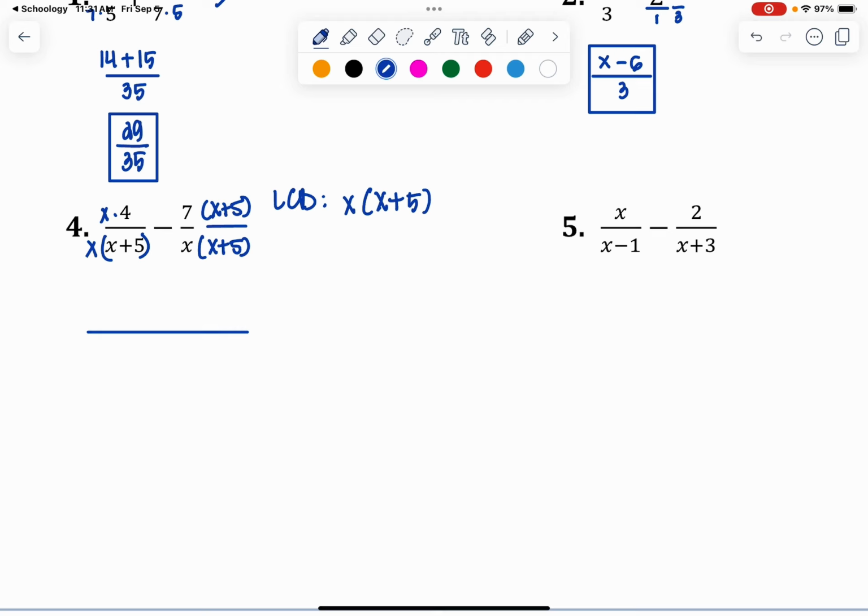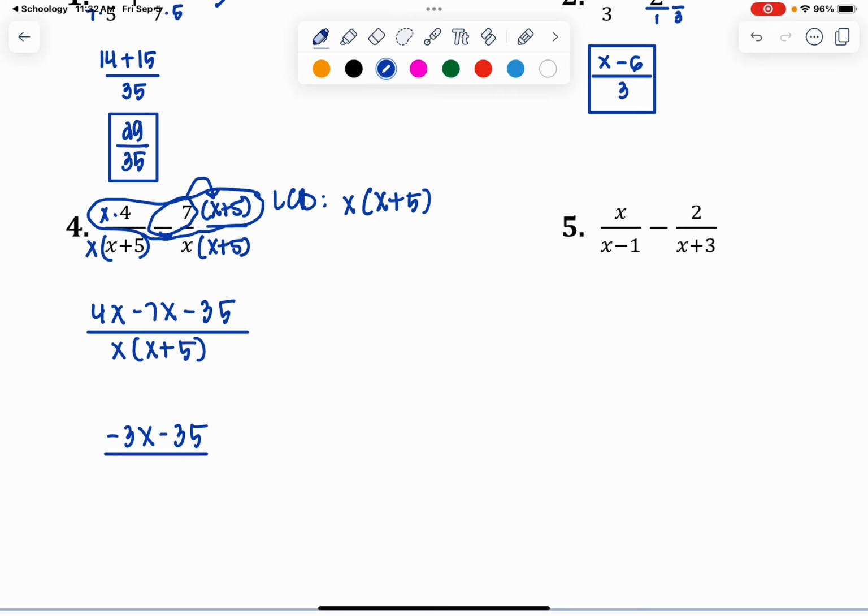Write your new denominator. That is x times x plus 5, right? And then my new numerator is everything that's here. So I have 4 times x, which is 4x. I'm going to distribute this negative 7. That's minus 7x minus 35. And then I'll combine like terms in the numerator. 4x and negative 7x is negative 3x minus 35 all over x times x plus 5.